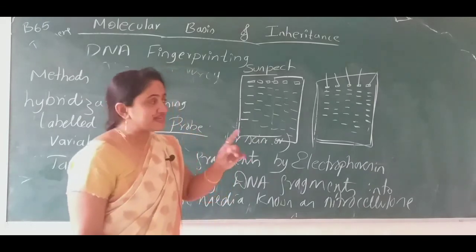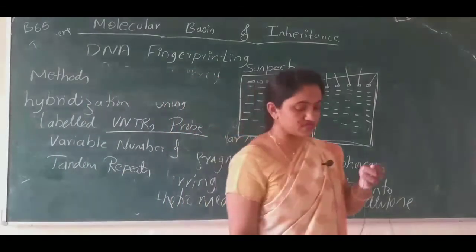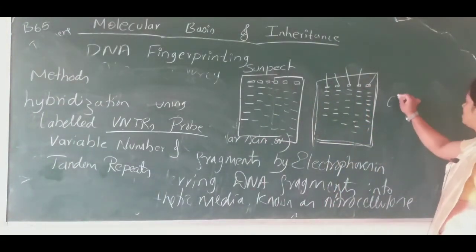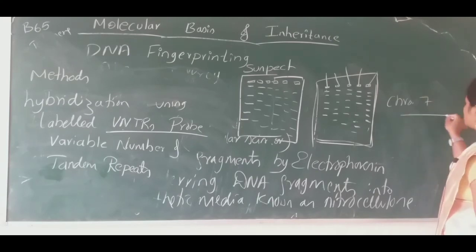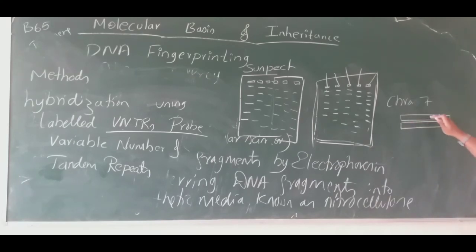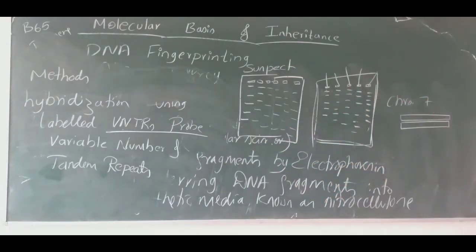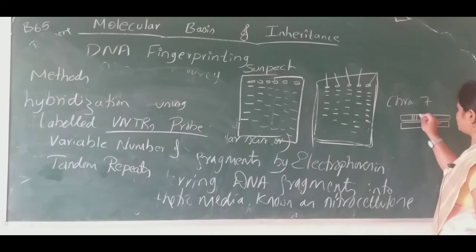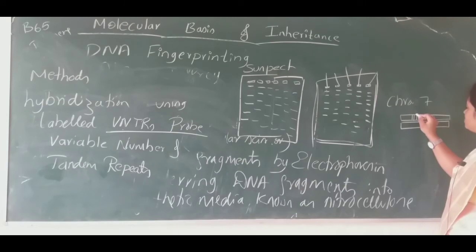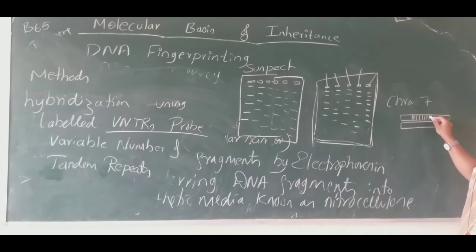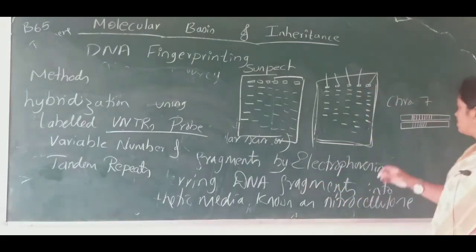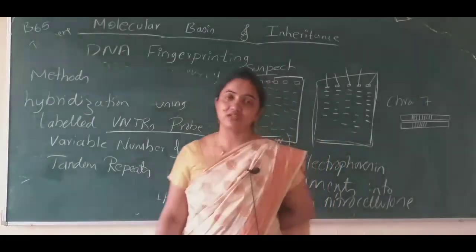So if it matches, how does it match? Suppose we are looking at chromosome 7. To understand the DNA fragments better, we draw the chromosome like this. This is one homologous chromosome. Suppose it has 5 to 6 blocks of base pairs. Each block indicates a base pair. In your NCERT diagram also they have given it like that.